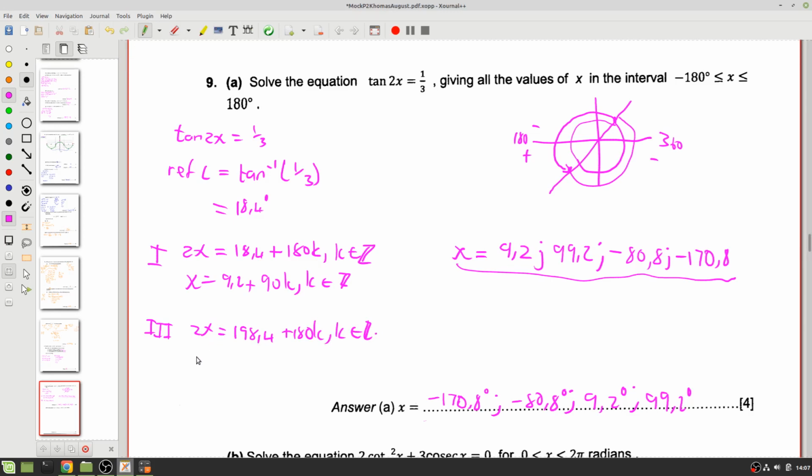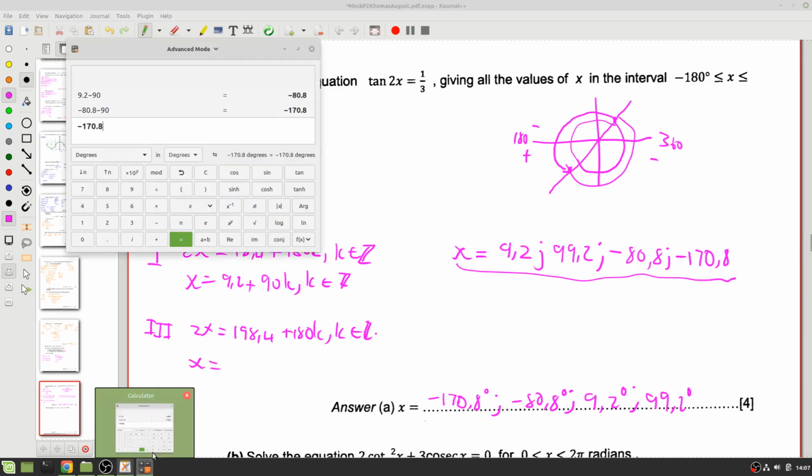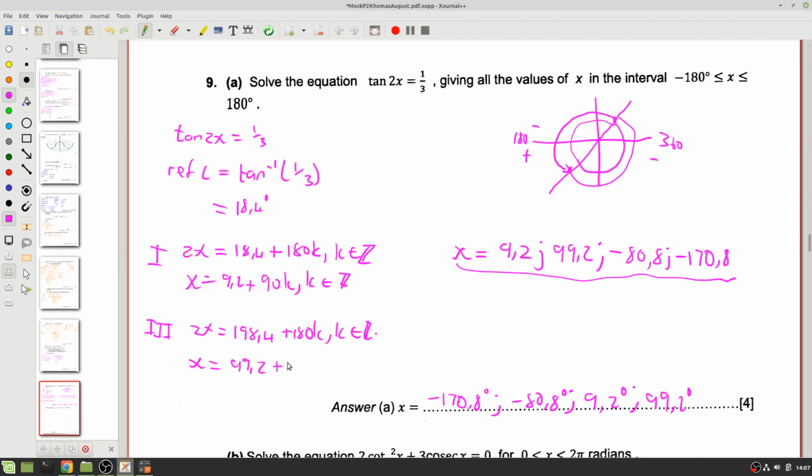And if we divide this by 2, we'll get x equals, and 198.4 divided by 2 gives us 99.2. So 99.2 plus 90k, where k is an element of the integers. And we see 99.2 is one of the ones we want. So if we just subtract 90 from there, we get this one, subtract 90 again, we get that one, subtract 90 again, we get this first one. So we see it will work out. If you did both, that's fine, no problem. And the nice thing about tan, though, is that we just need to do one of them. We only have to work with one of the quadrants.